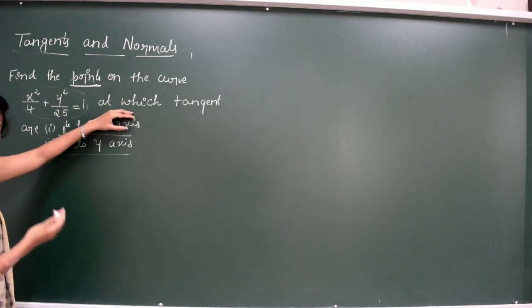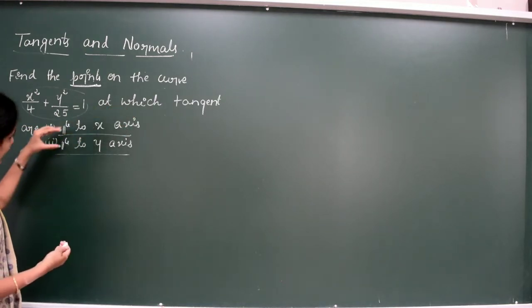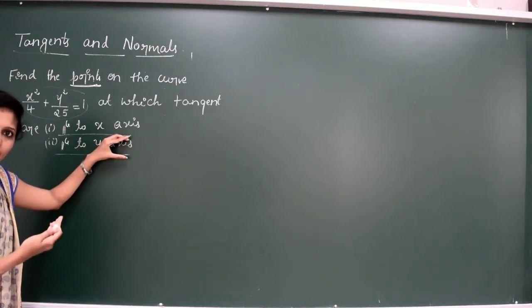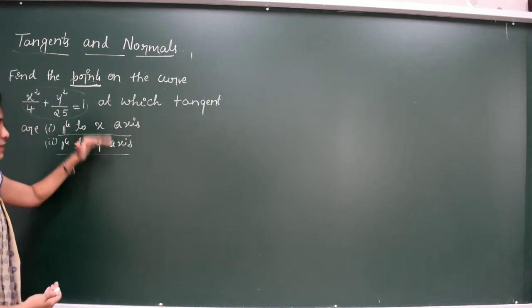So since it is parallel to x axis, slope will be equal to 0, right? And it is parallel to y axis. Parallel to y axis means perpendicular to x axis. So the slope will be infinity, right? So by using those two conditions, we will solve this one.